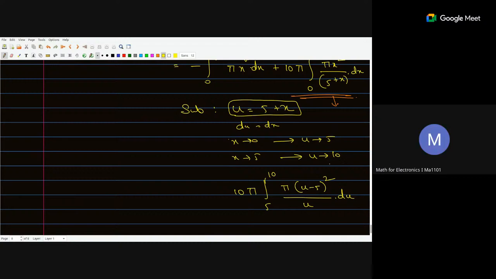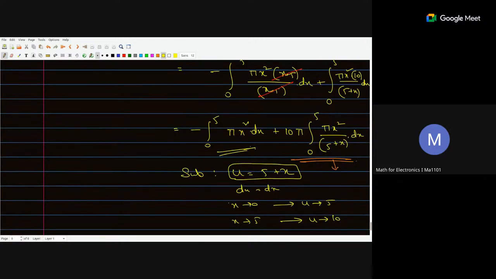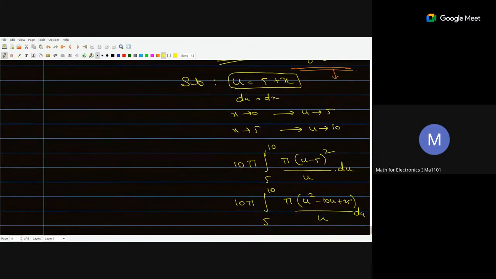That's it. So now you will have u in the denominator, and something in the numerator which has higher powers. This can also be computed easily. Integral 5 to 10 of pi, you can expand this, u square minus 10u plus 25 divided by u du, and you can separate the terms out. The last term will give you ln u, the middle term will give you a constant, and the first term will have u, and you can integrate u. Finally, you will get some expression. So you can try it out. If you didn't get this, then we can solve it tomorrow.